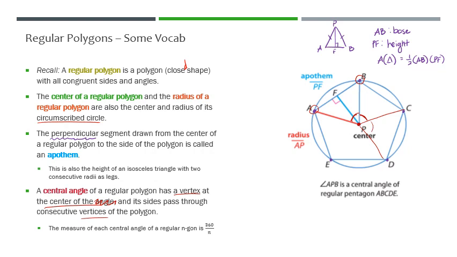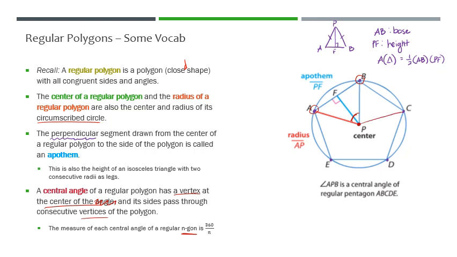Okay. So the measure of a central angle in a regular polygon is going to be given by 360 divided by n, n representing the number of sides my shape has. You may hear my cat running around. So there will be n number of these central angles that we could draw.